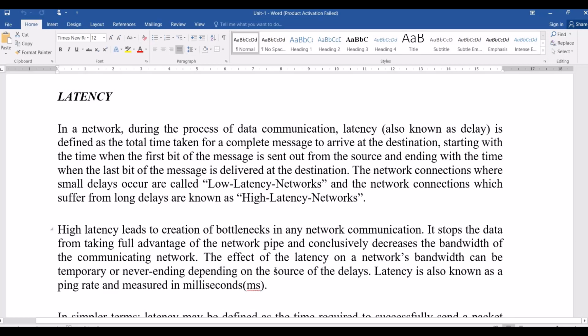Okay, let's go to latency. In a network, during the process of data transfer, latency, known as the delay, is defined as the total time taken for a complete message to arrive at the destination.